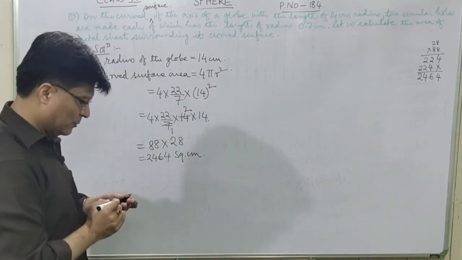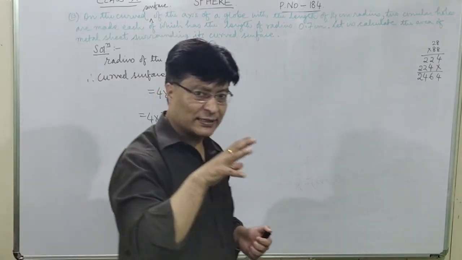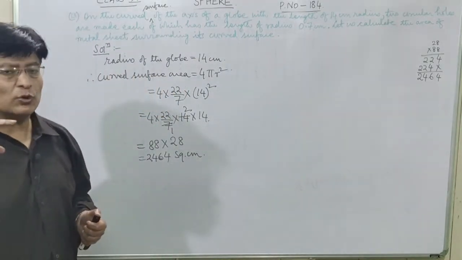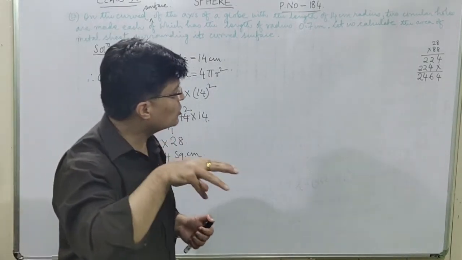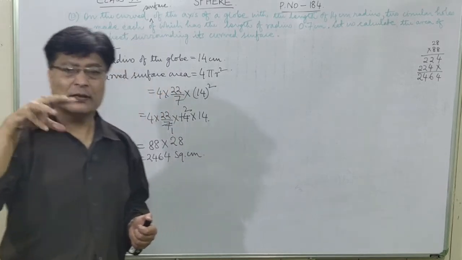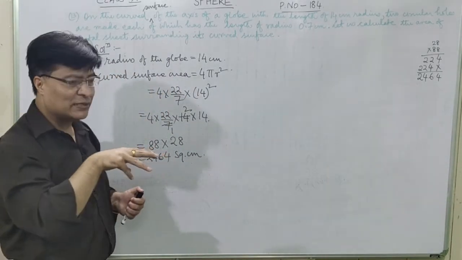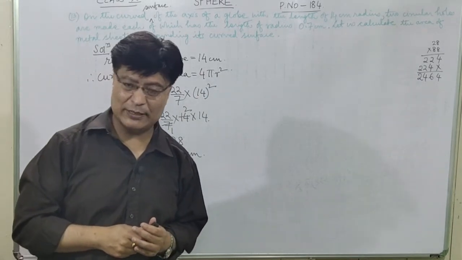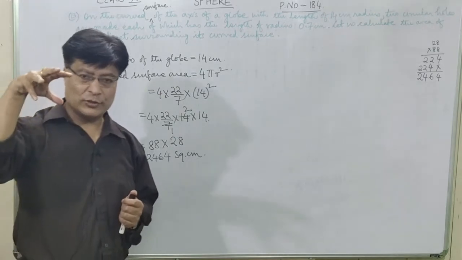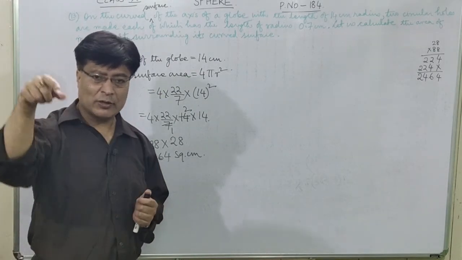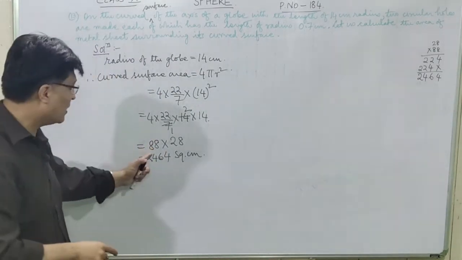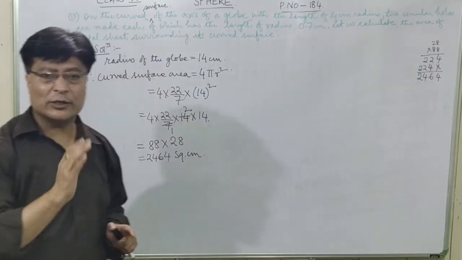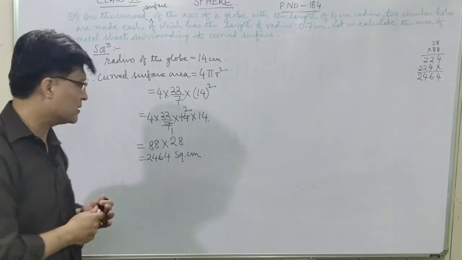It is square centimeter. But there are two holes for the axis of the globe, isn't it? For the two holes, these two circular holes are made, each of which has the radius of 0.7 centimeter. Those two holes, one at the top and one at the bottom, their area has to be subtracted from this. Then only you can get the area of the metal sheet that is required to make the globe, right?